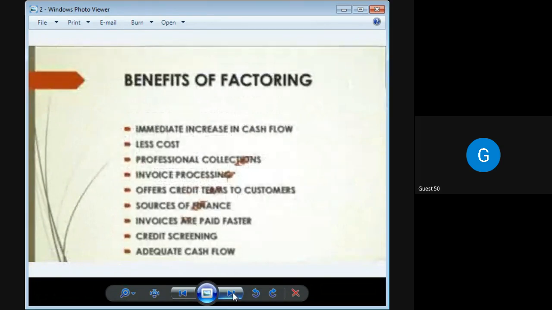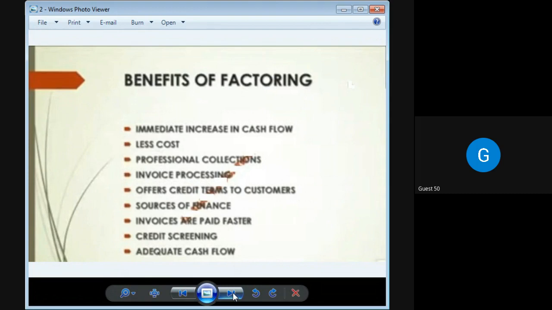Obviously, seller needs immediate cash for the credit sale. We take the services of the factor. Okay, so it will immediately increase the cash flow of the seller. Less cost, obviously. Professional collections, invoice processing, everything is happening on the basis of the invoice, right? Offers credit terms to the customers. Sources of finance, it can be one of the sources of finance to the seller.